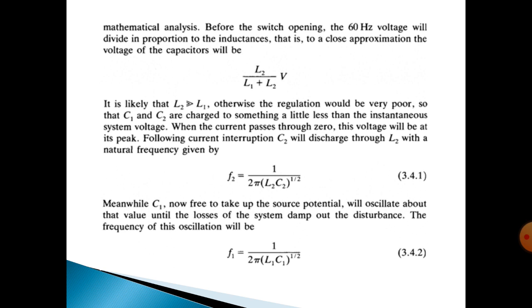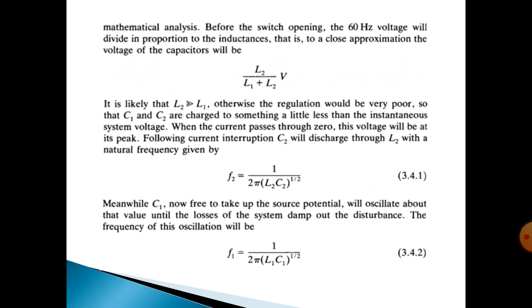The capacitances of the source side and load side, that means C1 and C2, will be charged to something a little less than the instantaneous system voltage. Following interruption of the current, C2 will discharge through the load inductance L2. The natural frequency will be given as F2 equals 1 divided by 2 pi square root of L2 into C2.